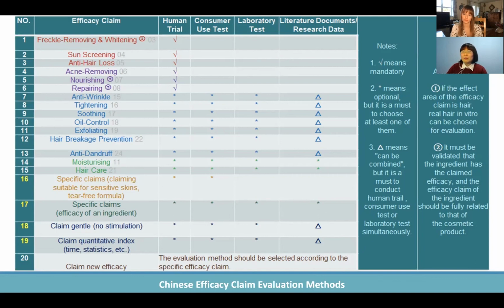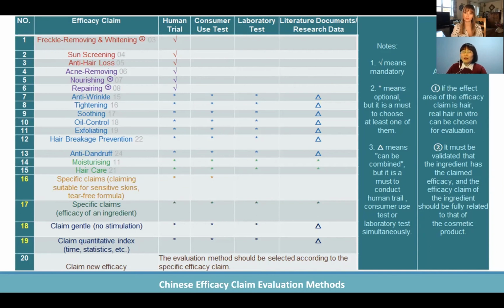The triangle symbol means that if you wish, you can add supplementary data along with your actual tests, but it's not required. You don't have to do it. You just need to do the others. If you're happy, you can do this as additional proof. So if my cosmetic claims, or I promote, an ingredient in my product, I will also be required to provide the proof of the efficacy of this ingredient as well.